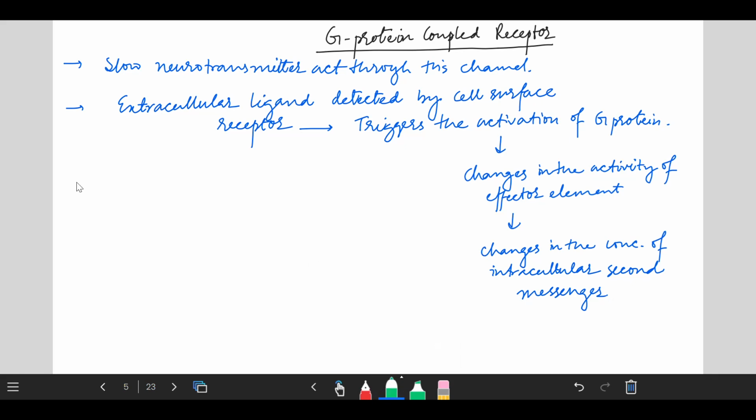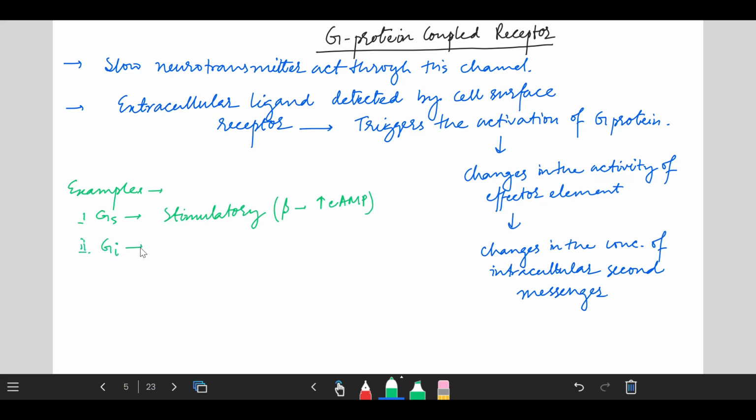Now we will see what the examples are. First one is the Gs type. This Gs type of G protein has a stimulatory effect, and it acts by increasing the level of cyclic AMP. The receptor which acts through it is the beta type of receptor.